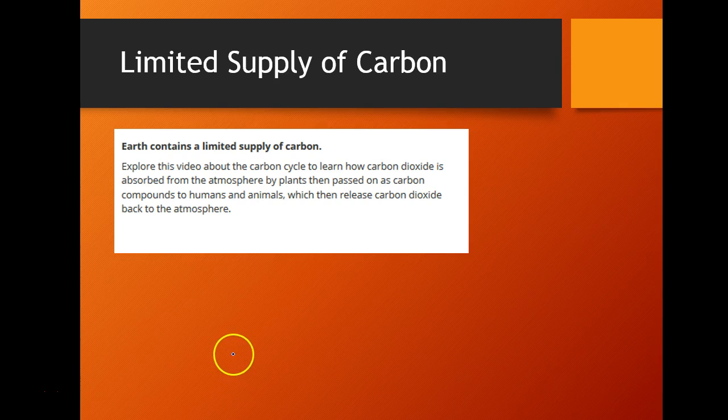However, there is a limited supply of carbon on Earth. So we're going to go ahead and watch this video to learn how carbon dioxide is absorbed from the atmosphere by plants and then passed on as carbon compounds to humans and animals, which then release carbon dioxide back to the atmosphere. So we'll be looking at this cycle in this video.